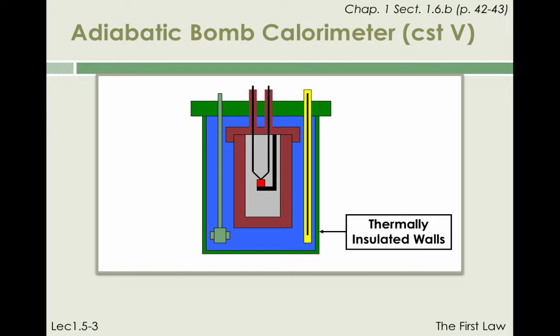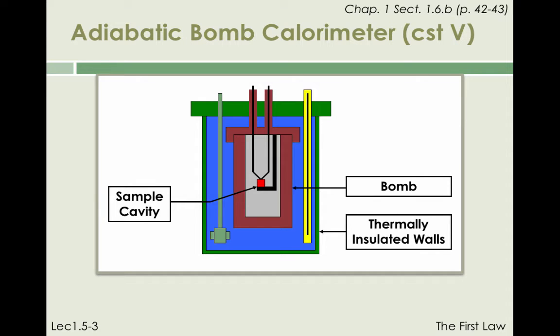The calorimeter consists of a thermally insulated shell, shown in green on the schematic, which prevents heat from entering or leaving the enclosed space. Hence the use of the adjective adiabatic. Heat is generated or absorbed by the chemical reaction taking place in the sample cavity, shown in red. The sample cavity is generally enclosed in a very strong, thick-walled steel box called the bomb, shown in brown.